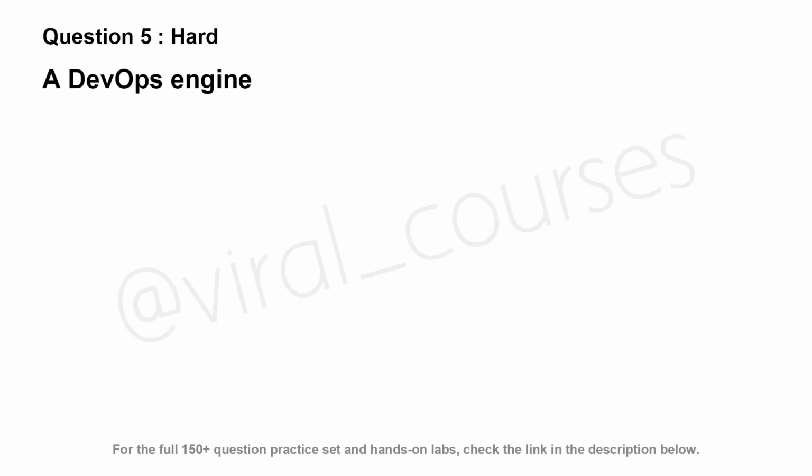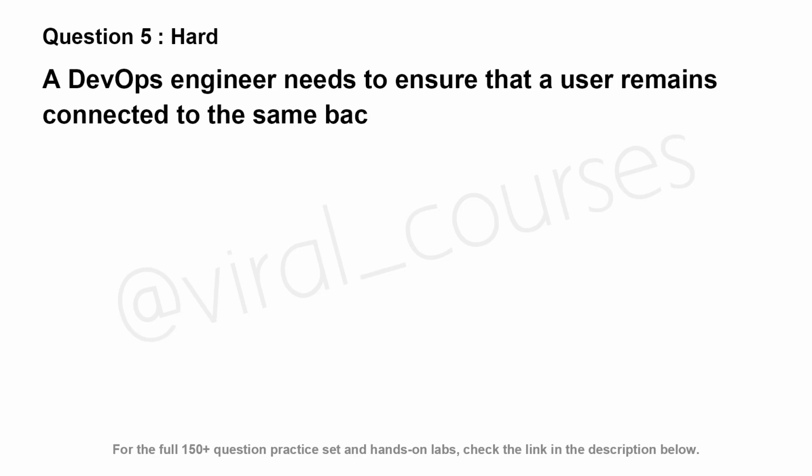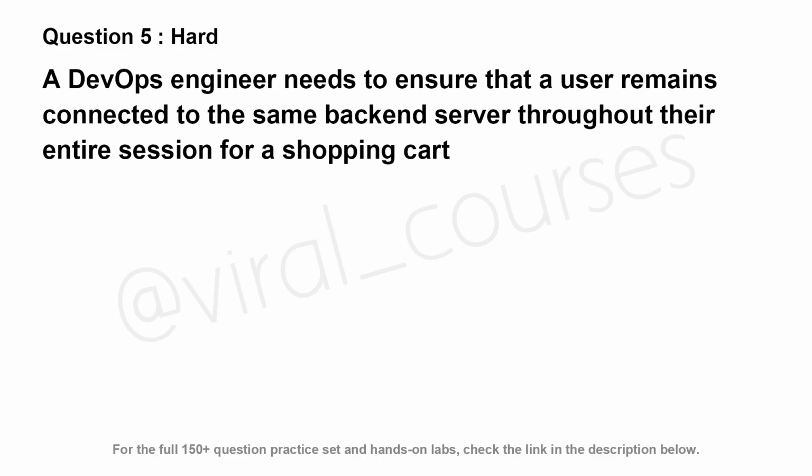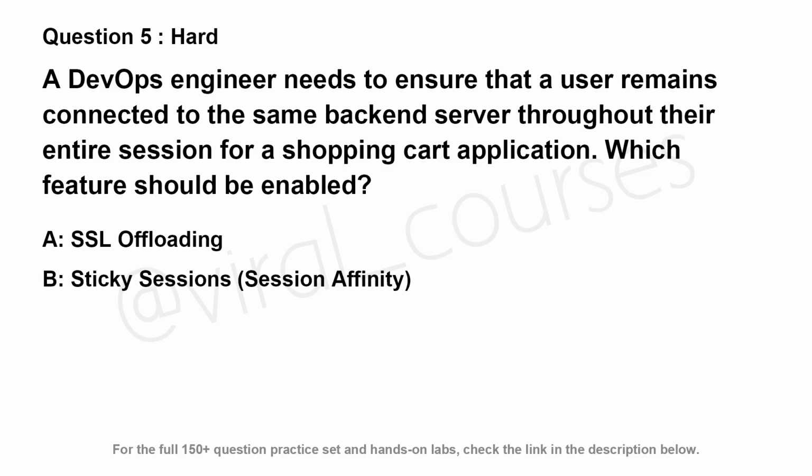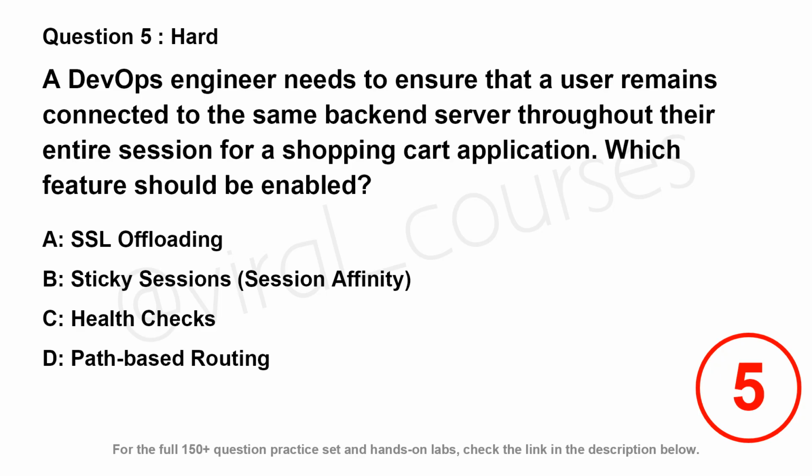A DevOps engineer needs to ensure that a user remains connected to the same backend server throughout their entire session for a shopping cart application. Which feature should be enabled? Option A, SSL offloading. Option B, sticky sessions, session affinity. Option C, health checks. Option D, path-based routing.